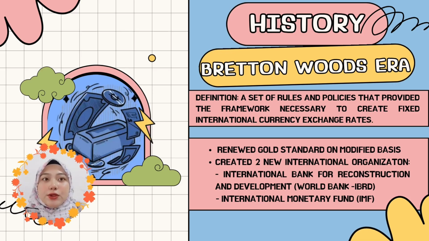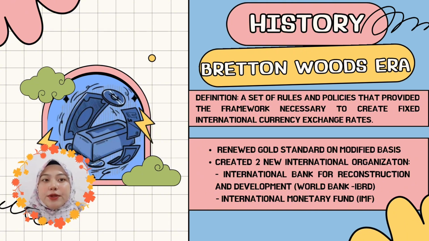Following the collapse of the gold standard, the world needed a new system to stabilize international trade and finance. This led to the Bretton Woods era, which was a pivotal moment in global economic history. The Bretton Woods Agreement, signed in 1944, established a new set of rules and policies designed to create a stable framework for international currency exchange rates. It was, in essence, a modified return to a gold-backed system, but with key differences.